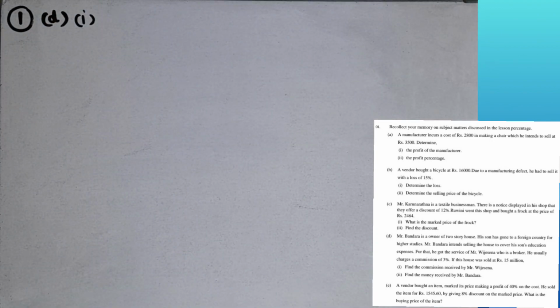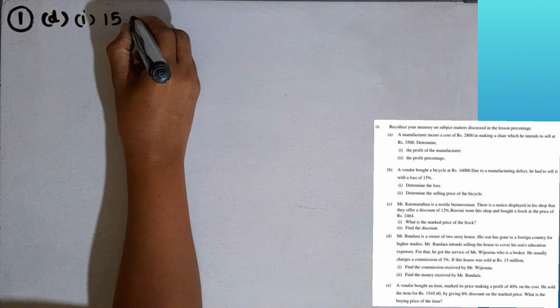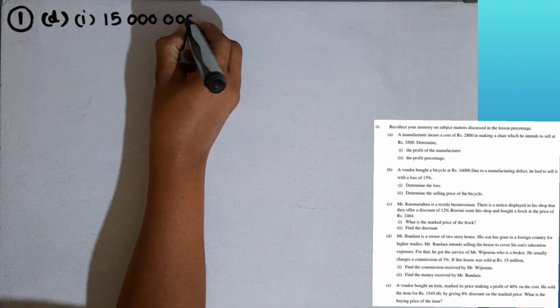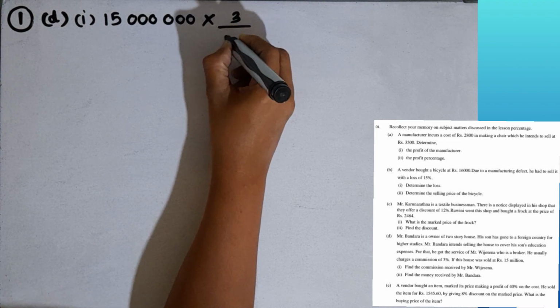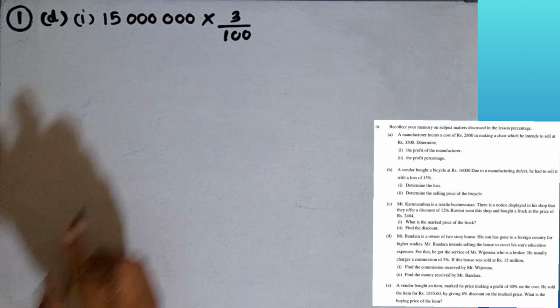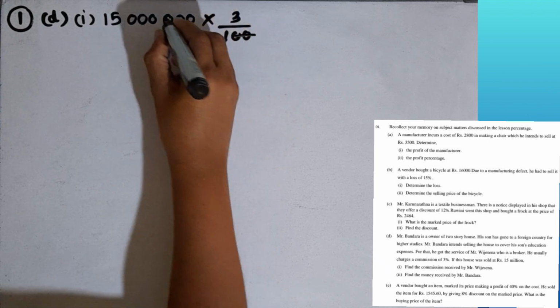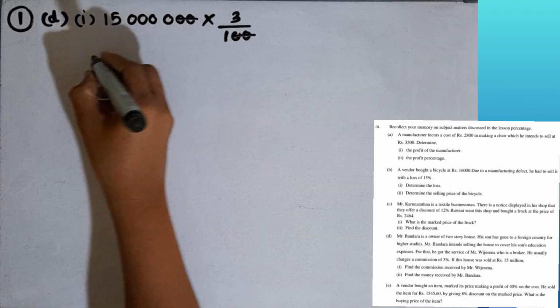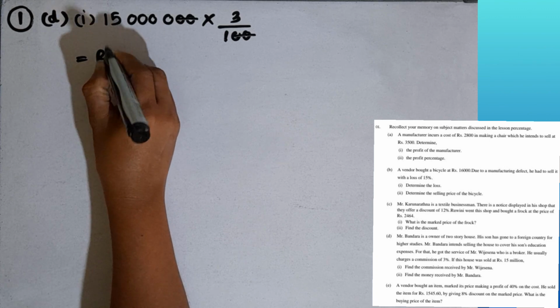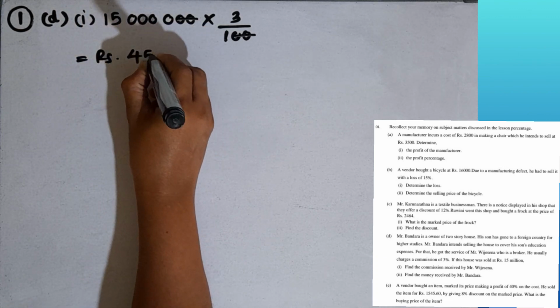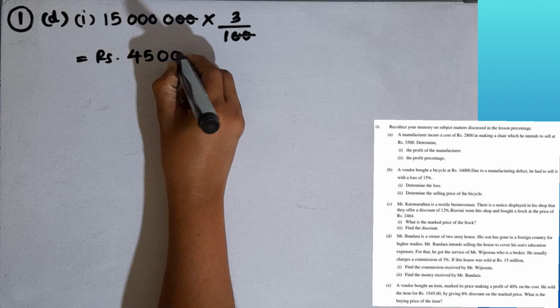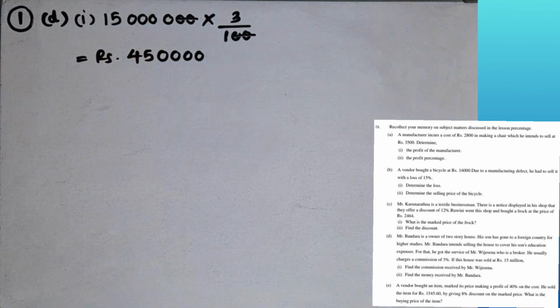The 15 million multiplying by 3 over 100. From that we can find the commission. 45, then 4 zeros here. Then the value is 450,000 rupees. That is the commission given to him.